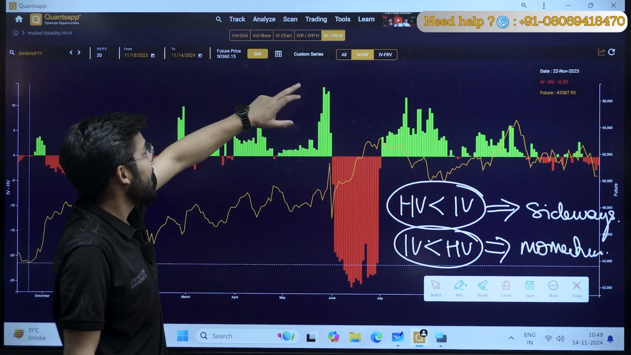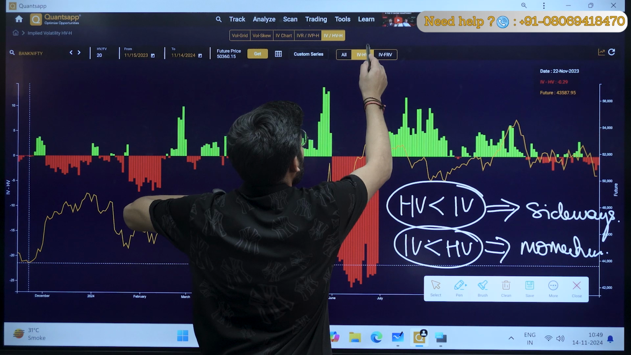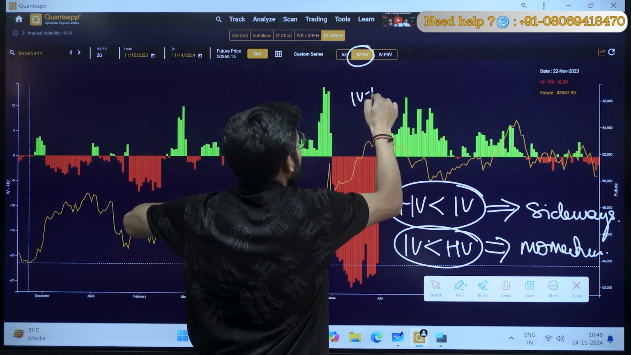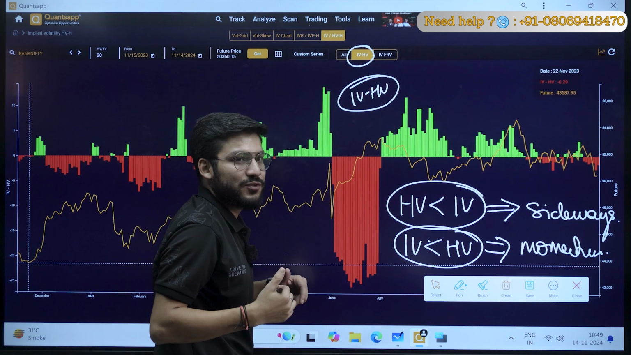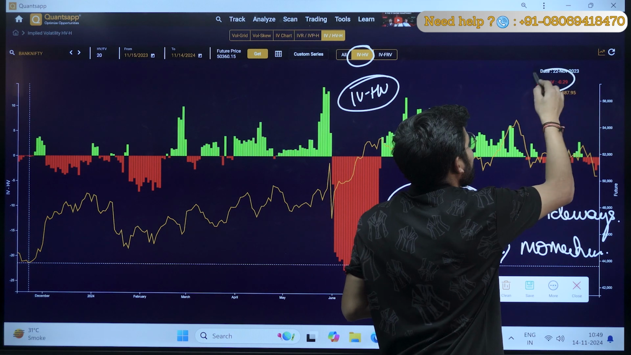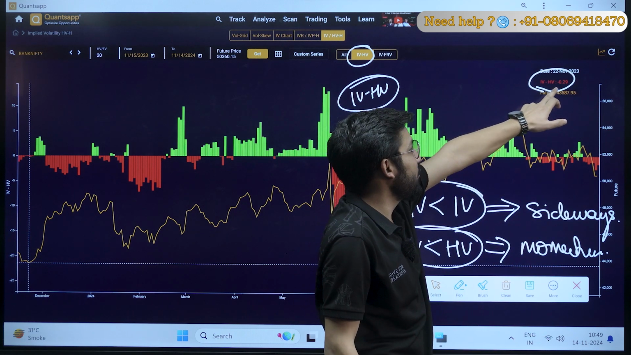So you can see this is the difference between IV minus HV. So you will analyze IV minus HV here as well. Okay, so it will give you a definite value.